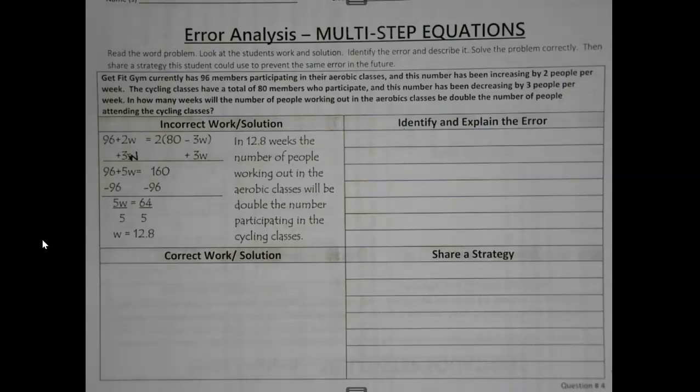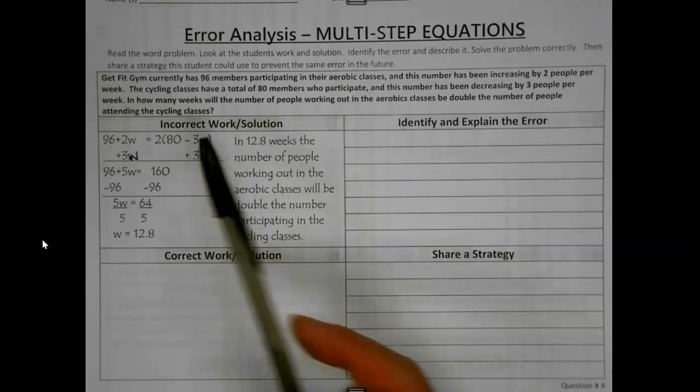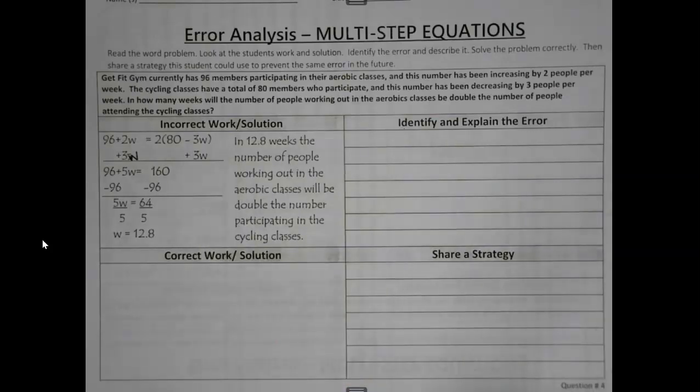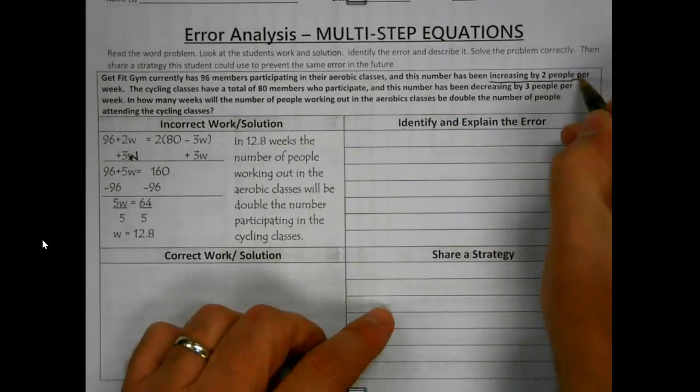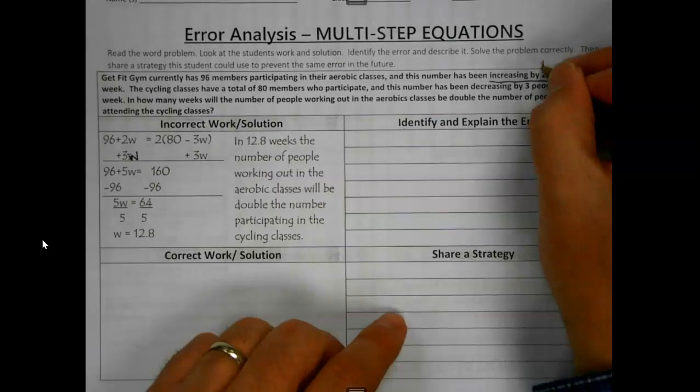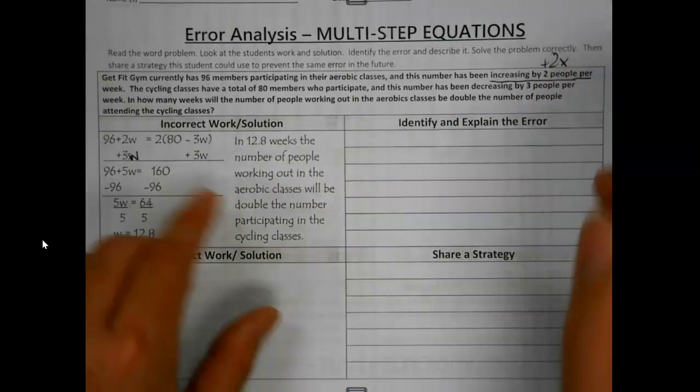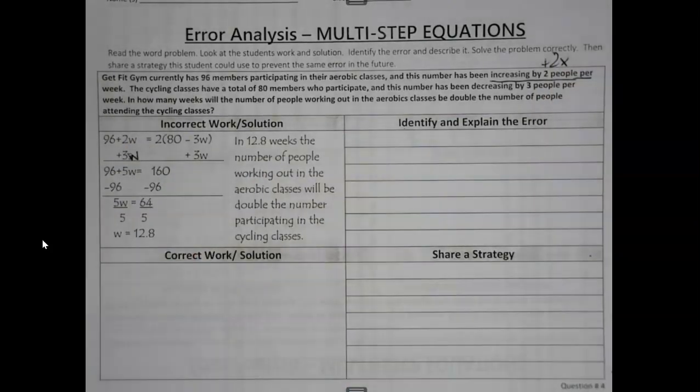So, here, we've got a word problem that's been turned into an equation. So I probably should start there because something is going to be wrong with this. It's never going to be, yep, everything's great. It's not going to happen. So, okay. Get Fit Gym currently has 96 members participating in their aerobics class. And this has been increasing by 2 people per week. So there's the, well, we're doing W, okay.